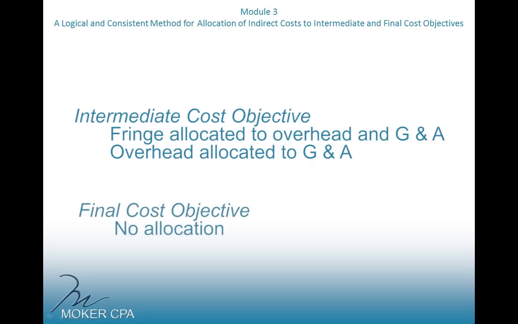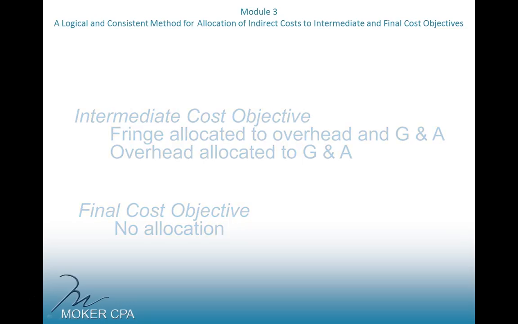A final cost pool is where indirect costs are accumulated and are not allocated anywhere else in the rate calculation. For example, accounting is always a G&A or F&A cost. Therefore, no allocation is necessary and this cost is assigned to its final cost objective accordingly.